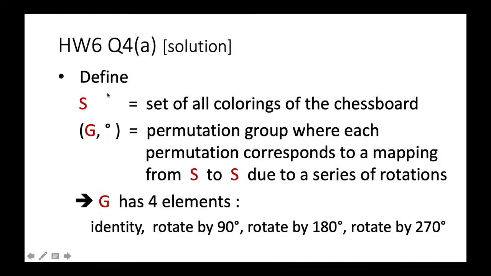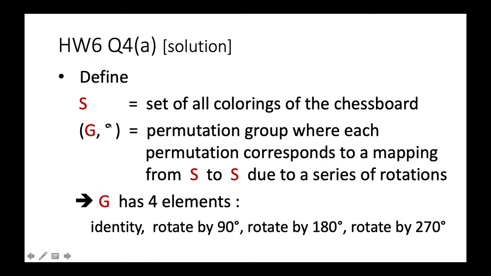So we let S be the set of all colorings of the chessboard. Each square can be colored in black or white, so there are altogether 2 to the power 4 colorings. But some of these colorings will be considered the same as the others. And then we construct a permutation group G.